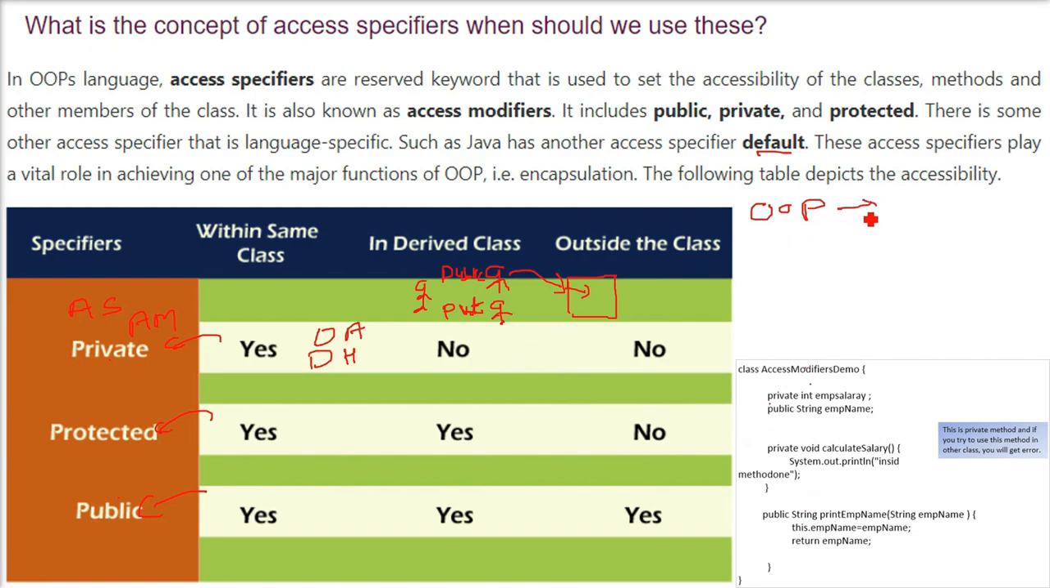Okay. So this is the table where we have shown what happens with private in a derived class and outside the class. Within the same class, private, protected, public, all are accessible. Derived class, only public and protected. Outside the class, only public.